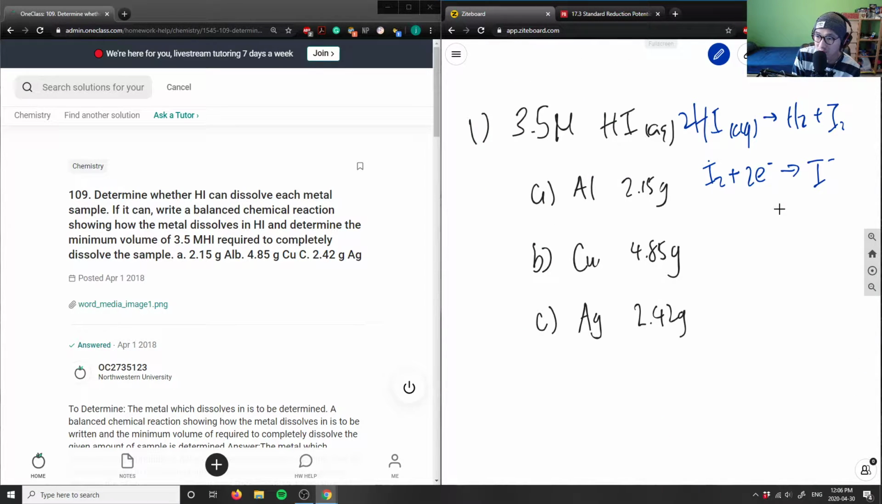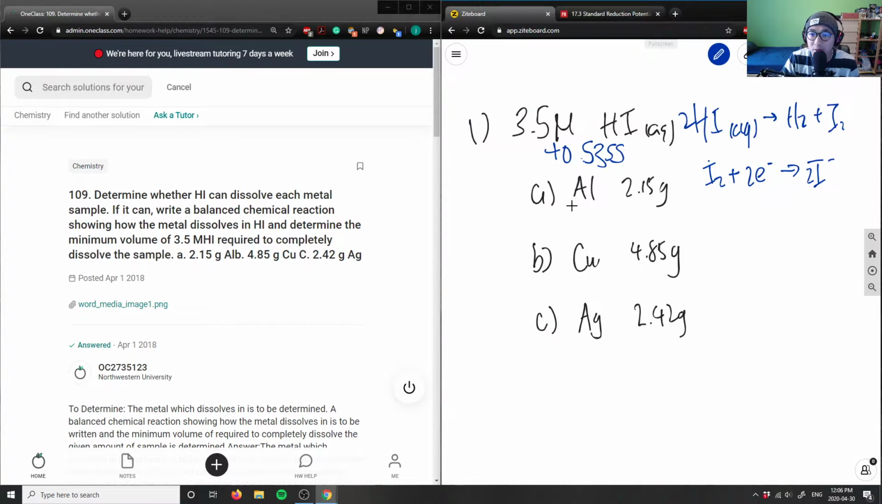So again, I have a 2 here as well, and this here again is positive 0.5355, right? So positive 0.5355. So basically what I'm doing now is I have the standard reduction potential, and I'm looking at all the other standard reduction potentials for aluminum, copper, and silver. And if it lies below the standard reduction potential, then I'll be able to dissolve the metal, right?